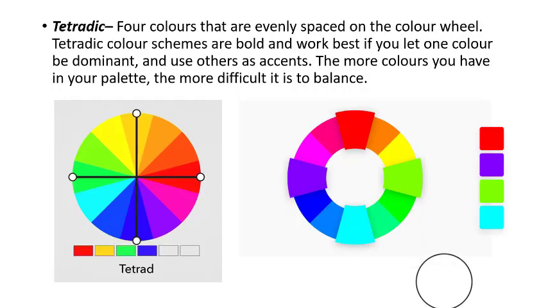Let's move on to the next, which is tetradic. Four colors that are evenly spaced on the color wheel. Tetradic color schemes are bold and work best if you let one color be dominant and use others as accents. The more colors you have in your palette, the more difficult it is to balance. So these are just 90 degrees apart. So it is tetradic. So you can also use these harmoniously to have a good look in your design project.